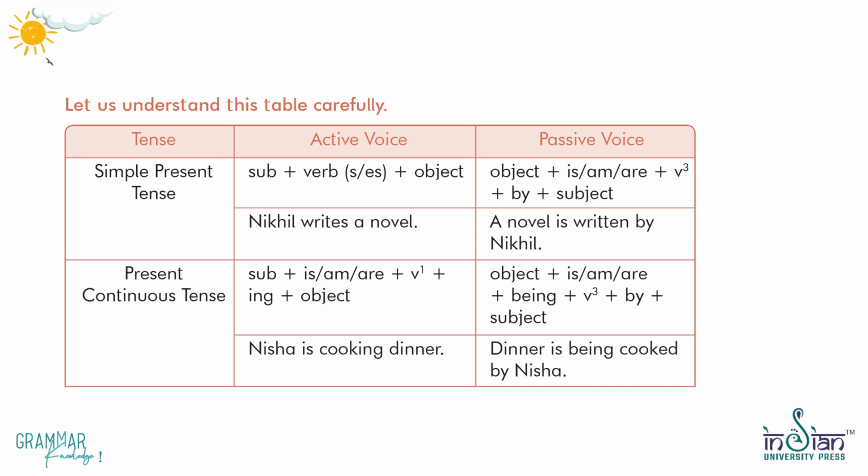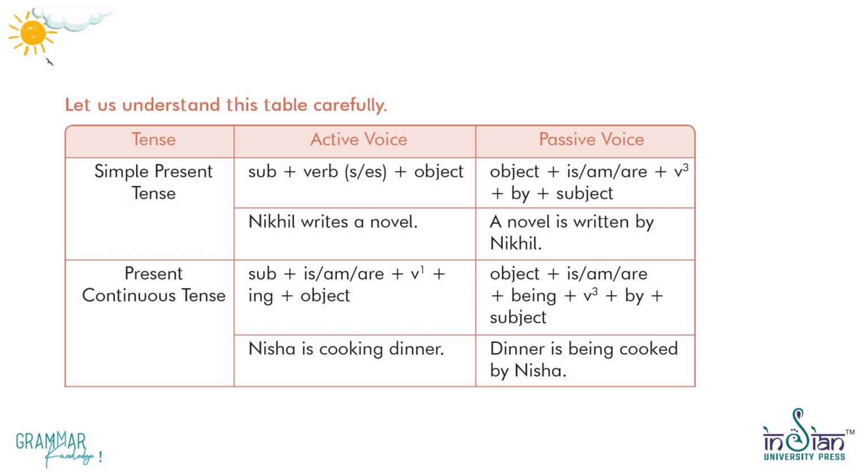Tense. Active voice. Passive voice. Simple present tense. Subject plus verb s/es plus object. Nikhil writes a novel. Object plus is, am, are plus V3 plus by plus subject. A novel is written by Nikhil.